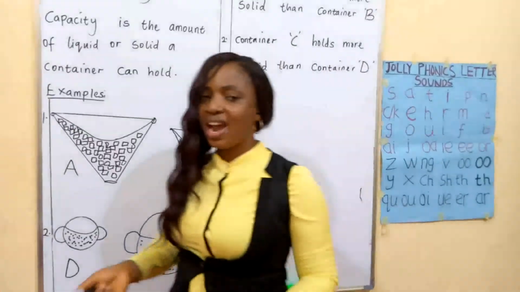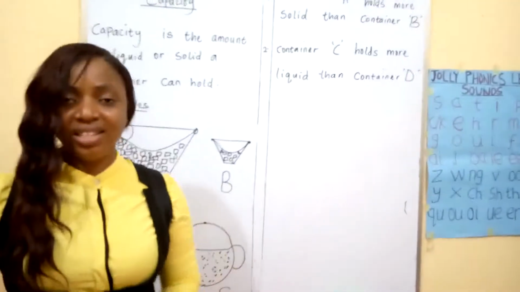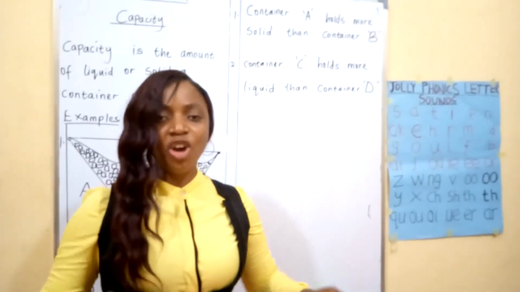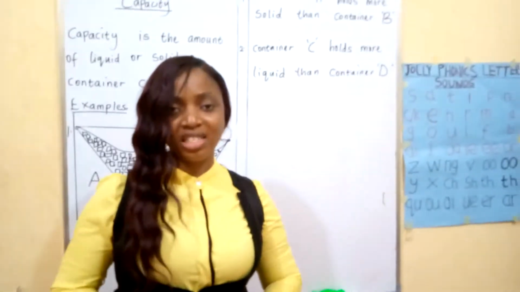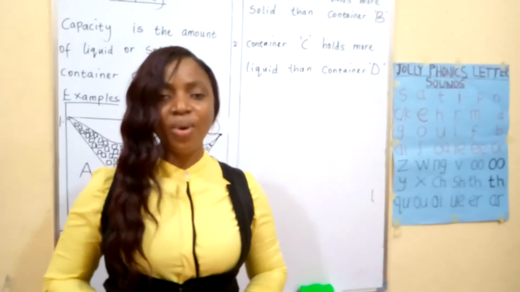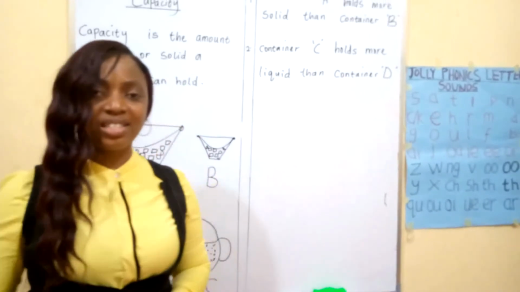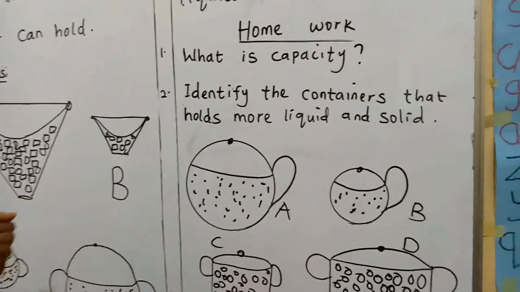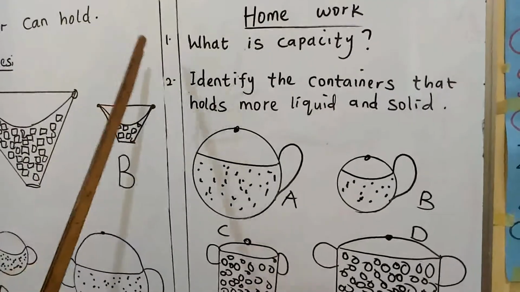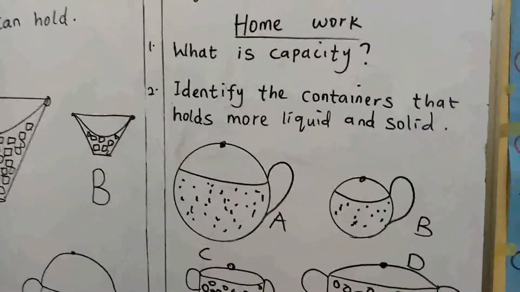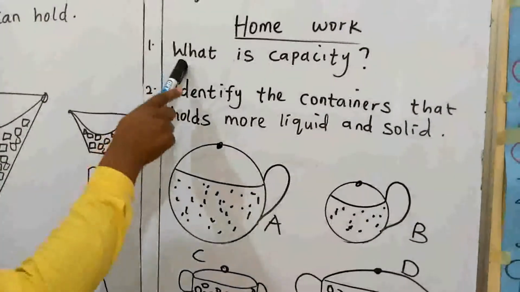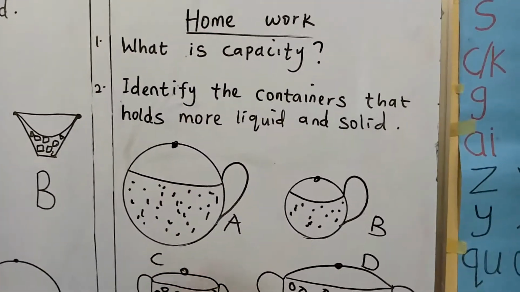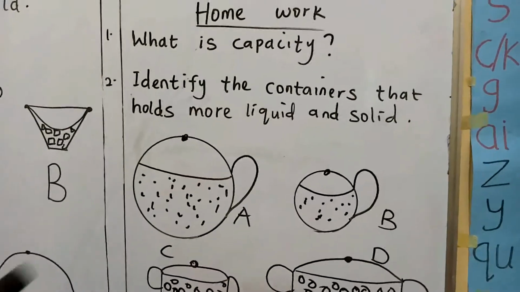Now, having known that capacity is the amount of liquid or solid a container can hold, you're going to be a smart boy and a smart girl by doing this homework for me in your exercise book. Let me take it down on the board. Okay, now your homework is on the board. Number 1 says, what is capacity? What did I ask? What is capacity? Okay, you're going to define capacity the way I define for you.